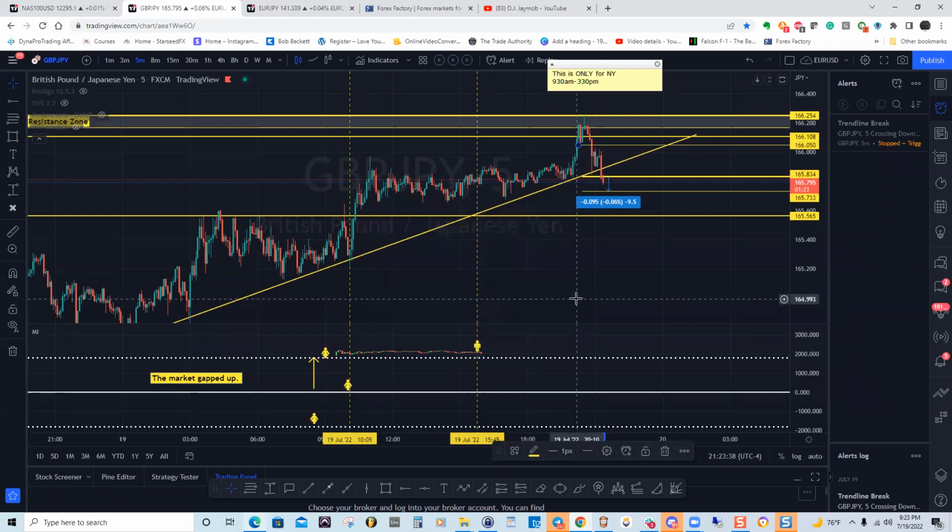I'm up $13. I'm up $22 now. I did a lot size on this. It wasn't like a little one, but I'm up $15. I'm only going for 10 pips, right? 165.733.